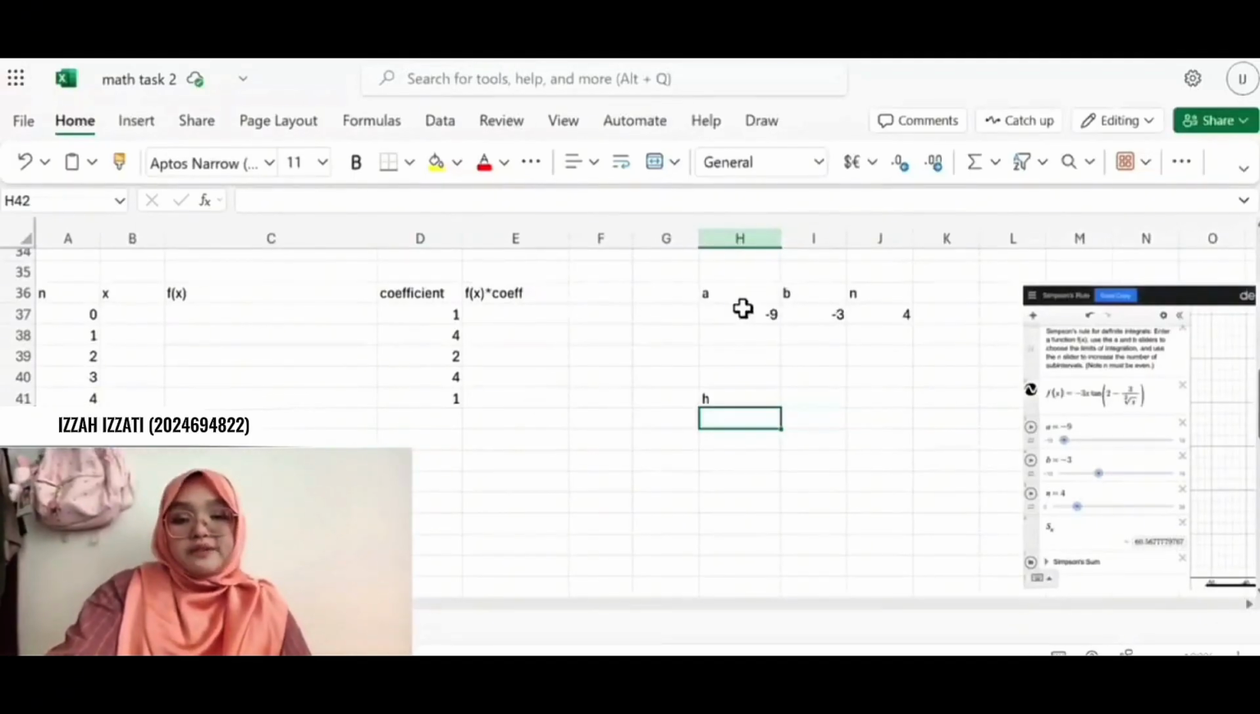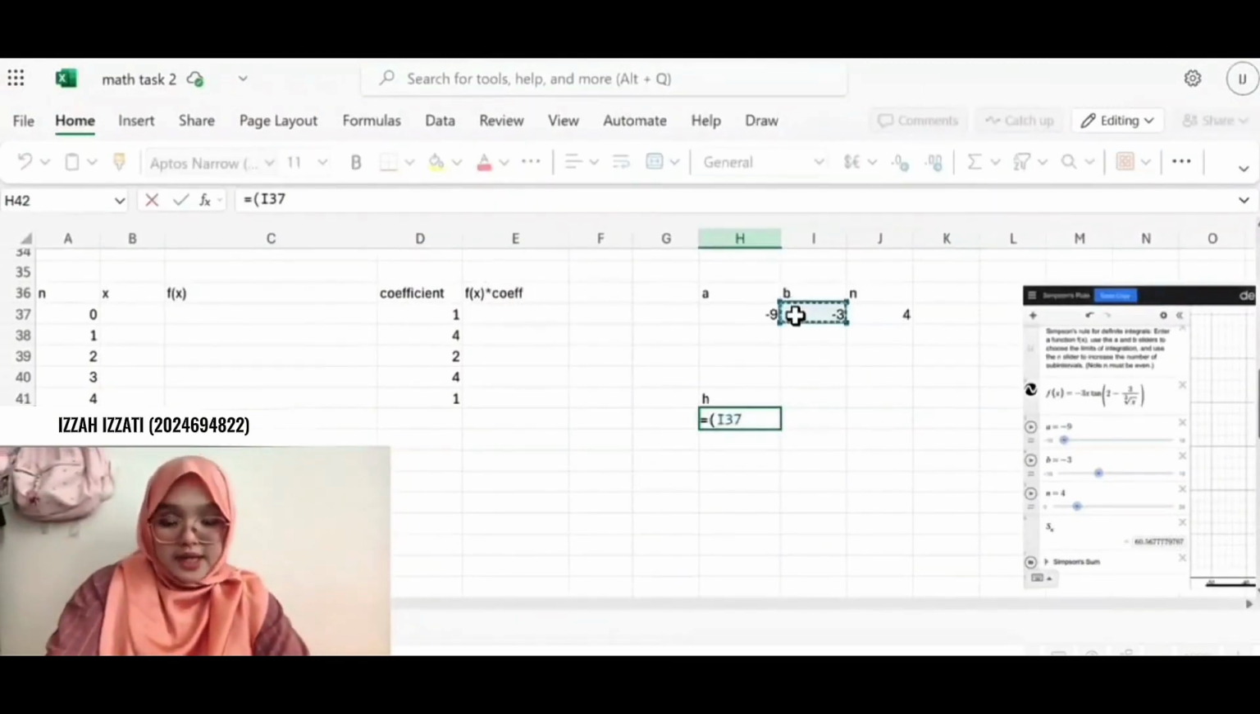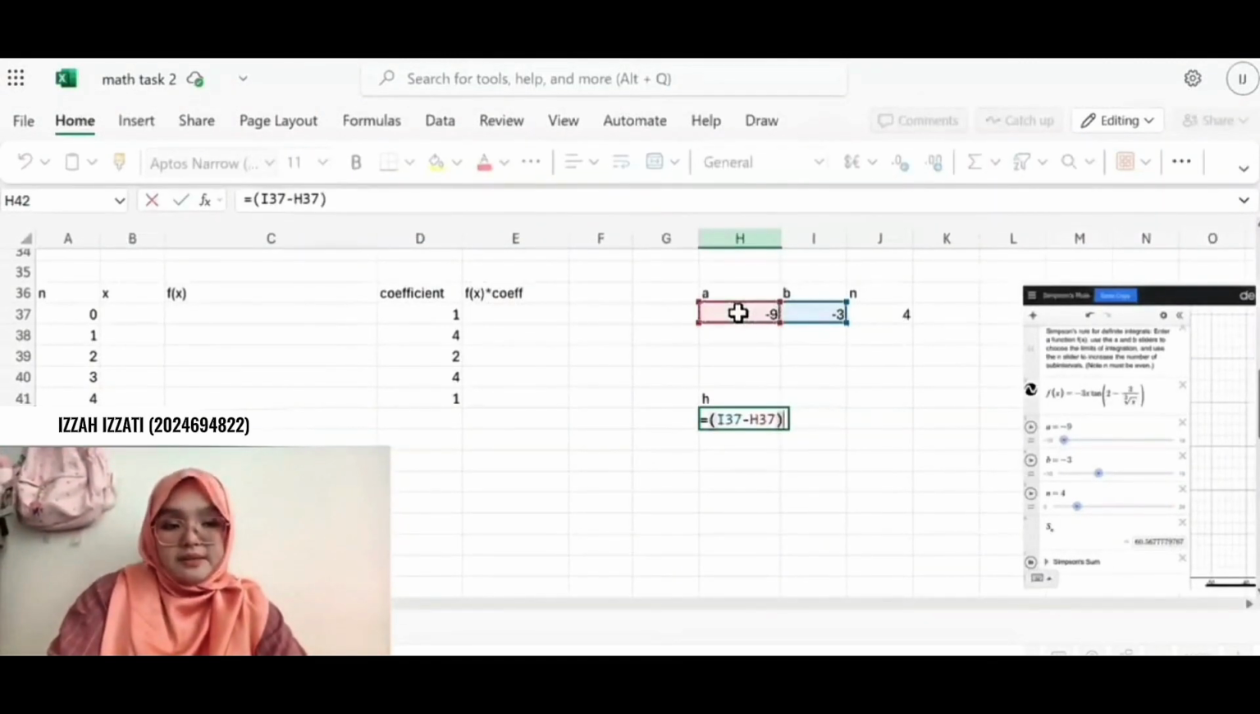In order to calculate h, we have to use the formula b minus a divided by n, where n is 4, because we have 4 subintervals. For b, we have negative 3, and a, we have negative 9. So negative 3 minus negative 9 divided by 4, we will get 1.5.